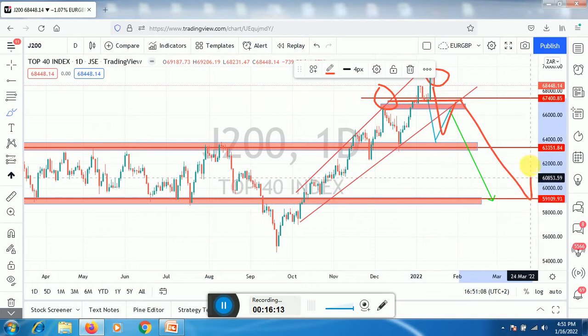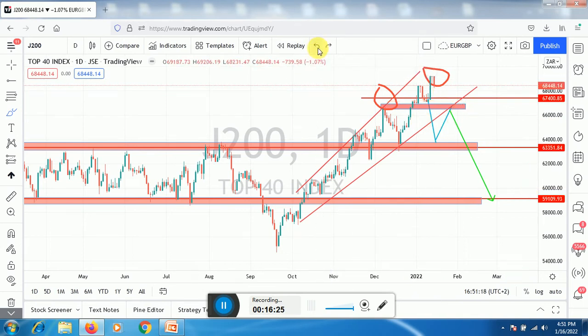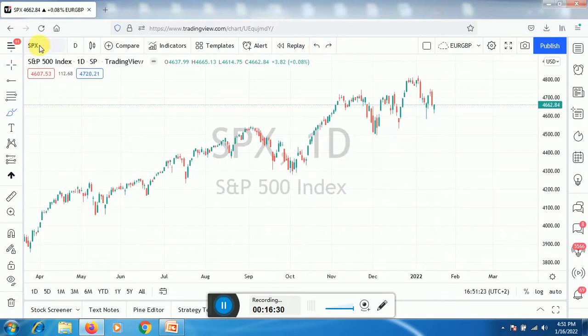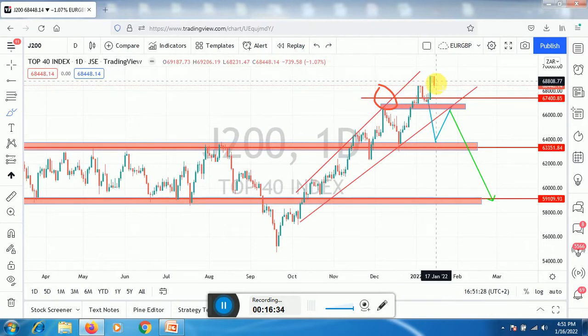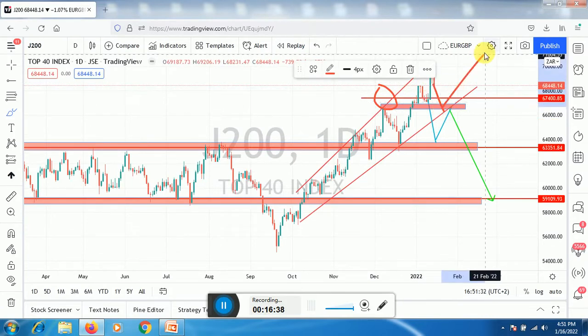We are saying this might happen in line with what the US market is actually doing. If that doesn't happen, we might actually see price coming here and then maybe just bouncing off this level and then starts moving higher. And if the rand continues to be strong, maybe you might see this pullback, and then price will move in that direction.